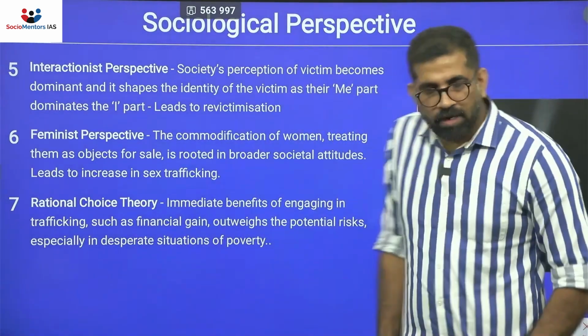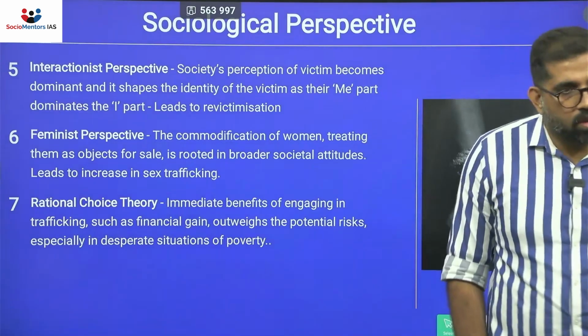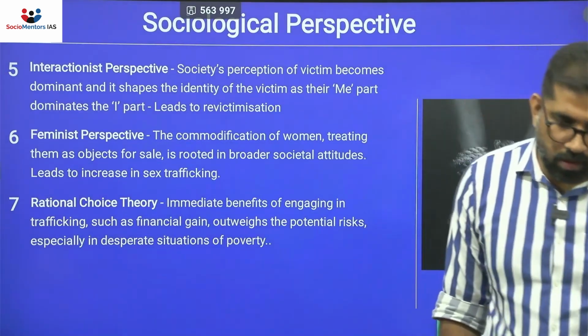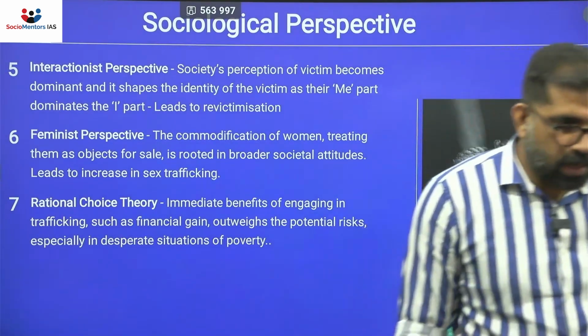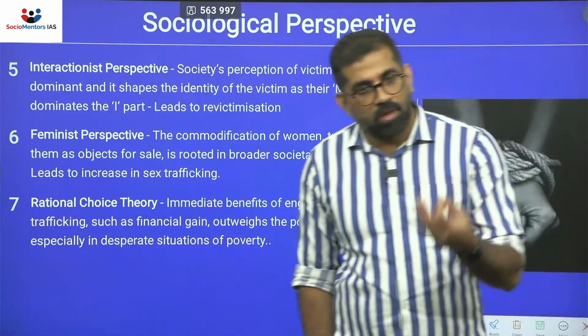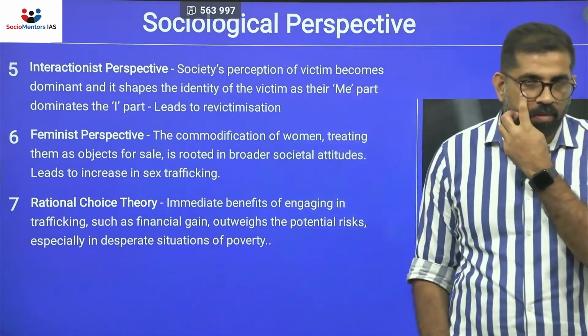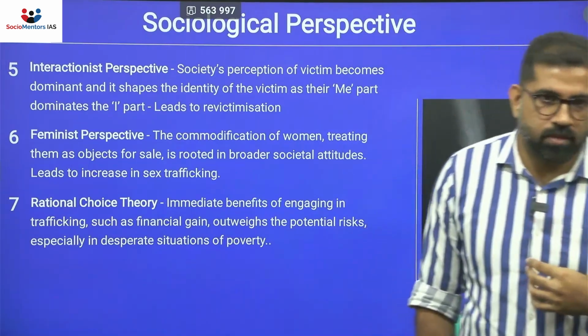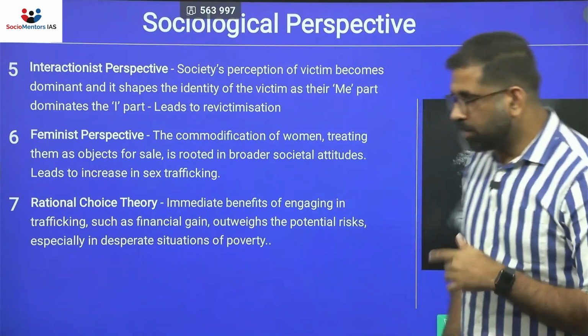Yeah, you can mention trafficking for organ donors. See, trafficking is a blanket or umbrella term. It may include sex trafficking, forced labor, child trafficking, you know, organ trafficking. So everything can become part of it.